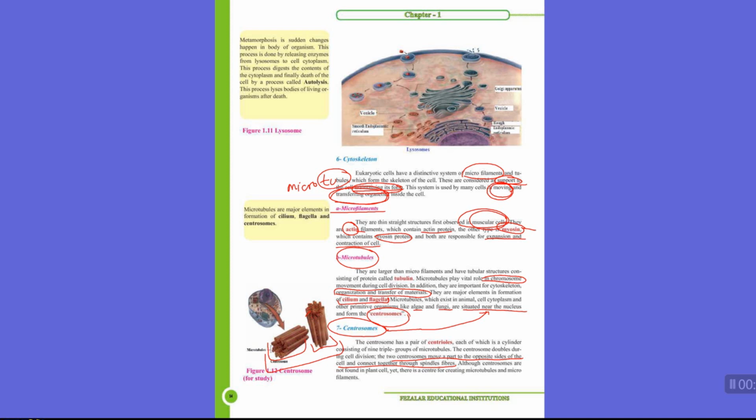Function, my friends: in this paragraph we didn't see the function, but because we are going to study the centrosome in cell division, it doubles during cell division, moves to opposite sides, and produces spindle fibers, but the main function is movement of chromosomes to different sides of the cell. So microtubules play a vital role in chromosome movement during cell division. Also this function we can write for the centrosome.